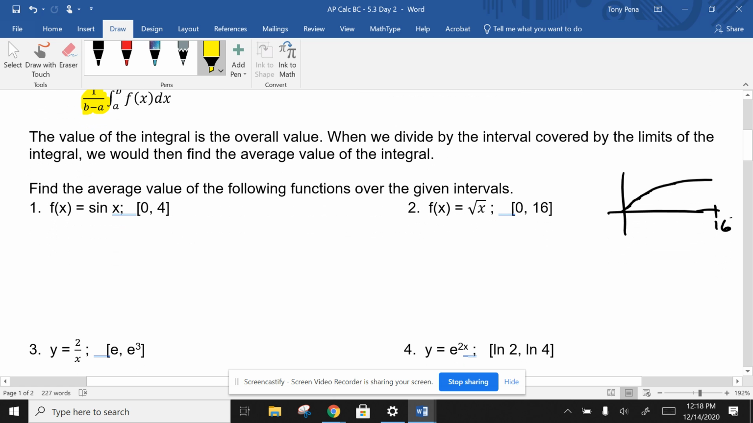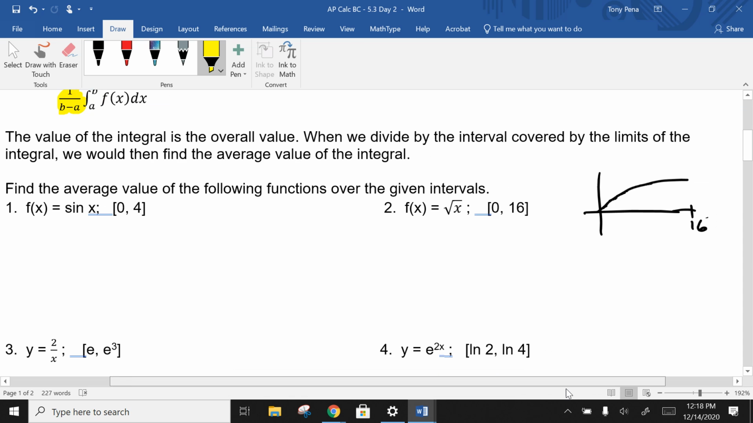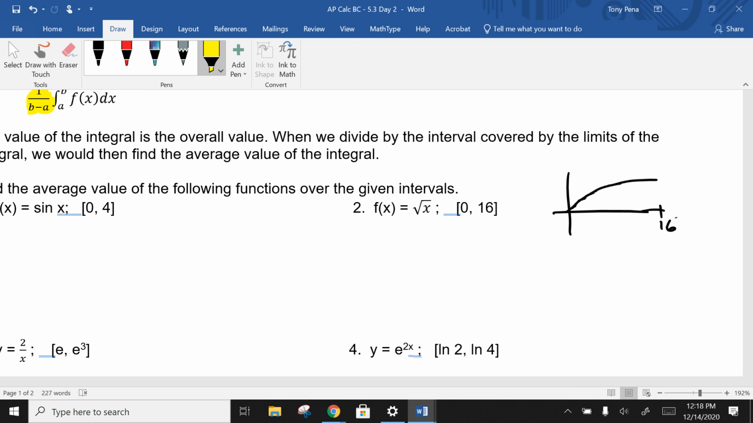I actually want to do number 2 first, because I think it makes the most sense in terms of explaining it. It's easiest to see. Because if I were to ask you what the average value of this function would be, the square root of 16 is 4. So would we all agree the average value had better fit somewhere between 0 and 4? It would have to be.